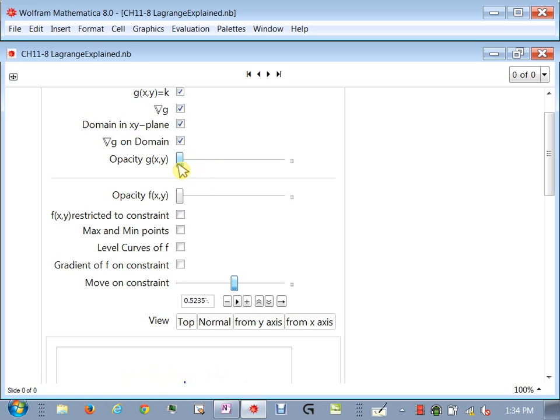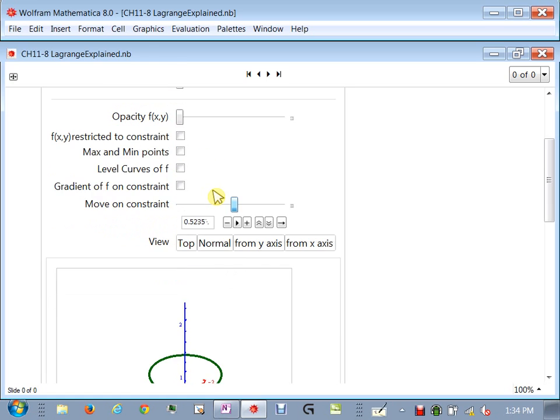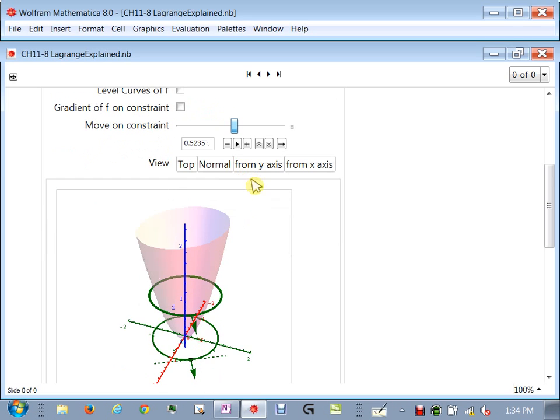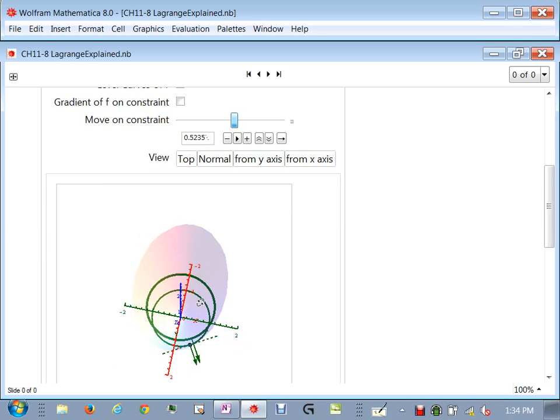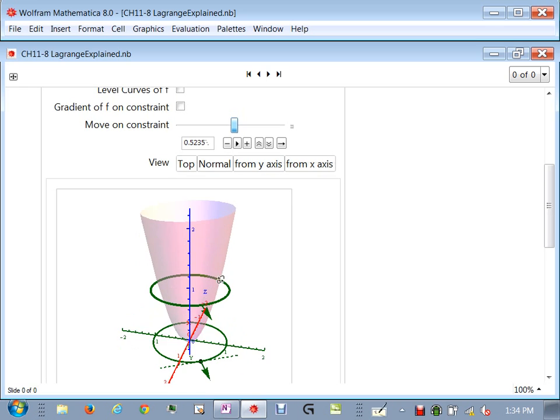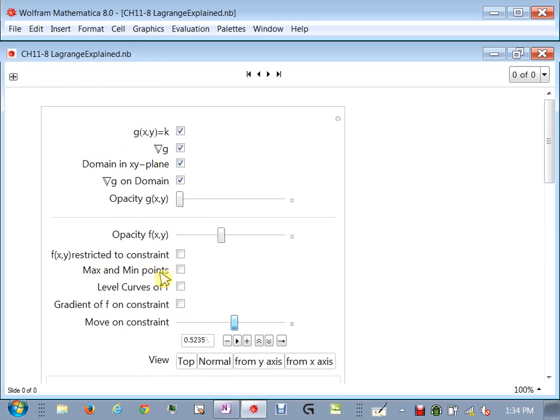Now, I'm going to take my G and kind of bring it out of here because I don't want us to get that confused with F. Now, F is the function I'm trying to find the max and min of, right? So now let me put F in here. So F is some other surface. Notice that that ring does not hit my function, right? It's not there.